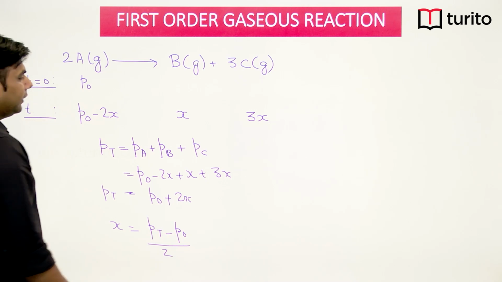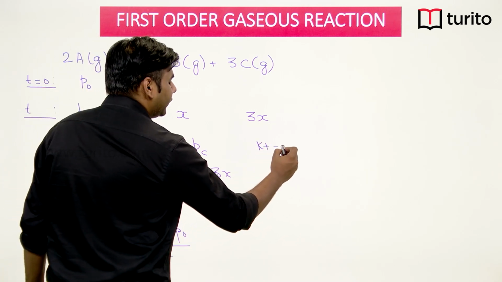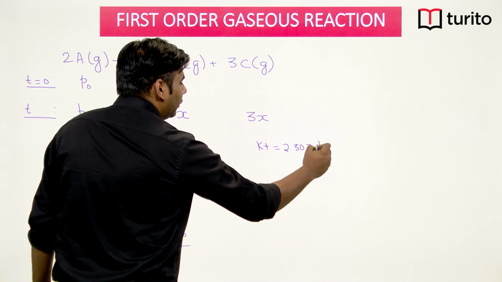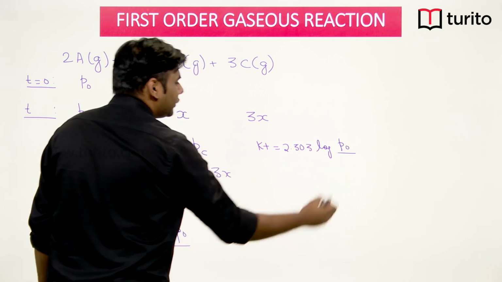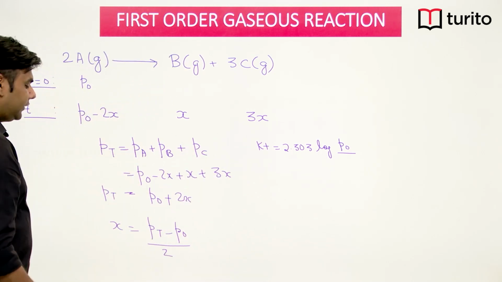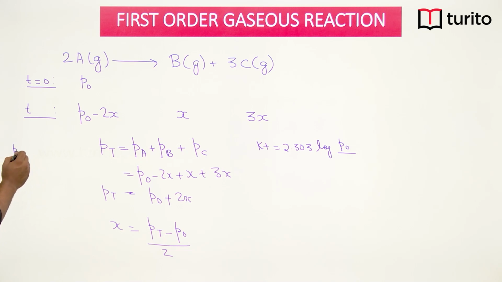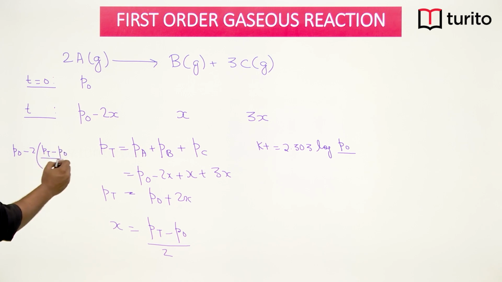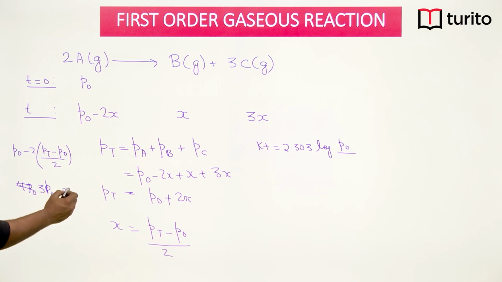And we know that Kt is equal to 2.303 log of A naught over At. A naught will be proportional to the initial pressure P naught, and At would be proportional to P naught minus 2x. So we have to find P naught minus 2x. We know x is Pt minus P naught upon 2. So when you take this, this will become 4 P naught minus 3 P naught minus 2 Pt upon 2.